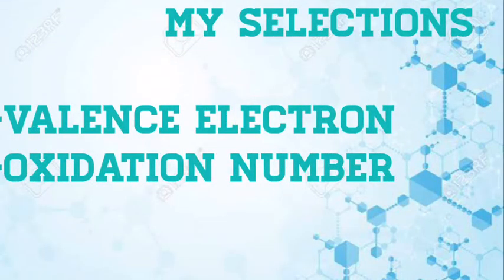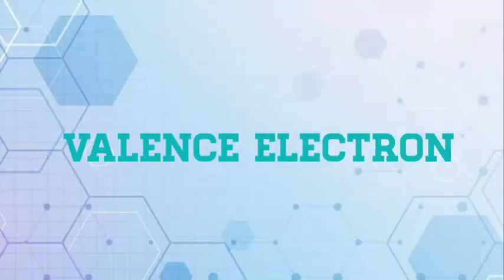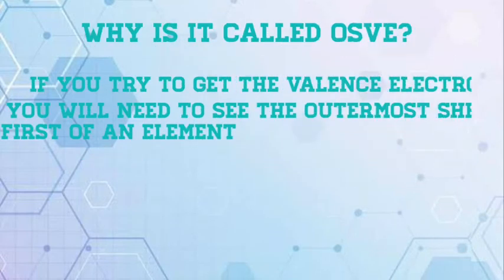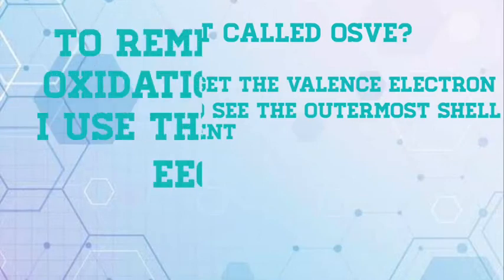These are my selections: valence electron and oxidation number. So let's first discuss valence electron. I use the mnemonic or memory technique OSV, which stands for outer shell valence electron, because if you're trying to get the valence electron, you will need to see the outermost shell of the element.